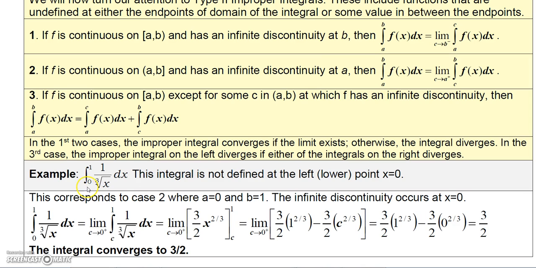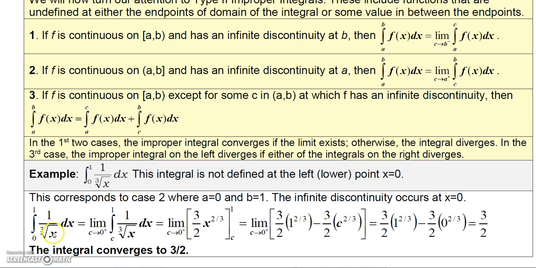Okay, so let me show you an example. This function here is undefined at 0, so it's undefined at the left endpoint. So I would be doing number 2 here, because we would be undefined here at a. We're undefined at 0 because 1 over 0 is undefined.